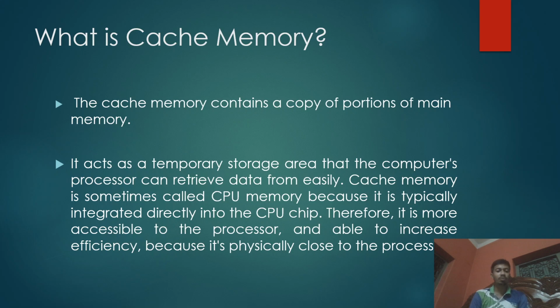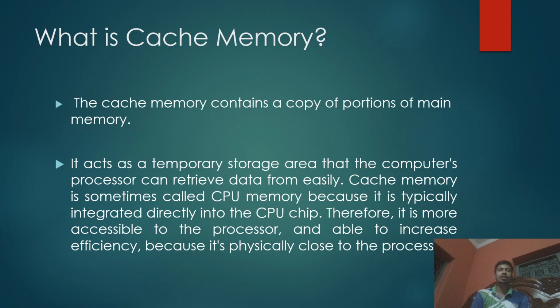And cache memory is sometimes called CPU memory because it is typically integrated directly into the CPU chip. Therefore, it is more accessible to the processor and able to increase efficiency because it's physically close to the processor. So, what can we say about cache memory?